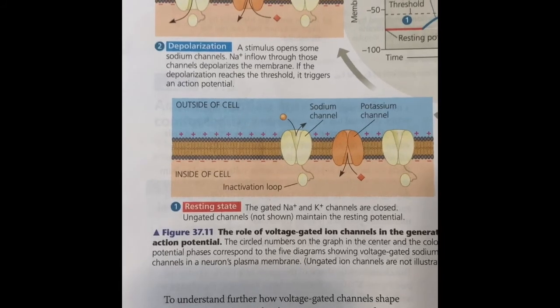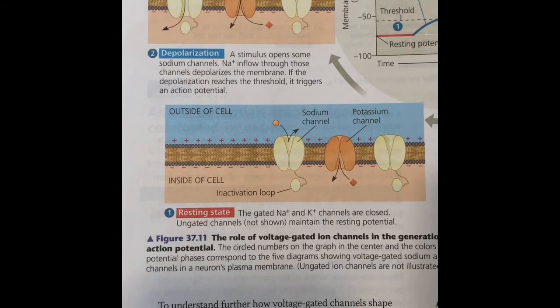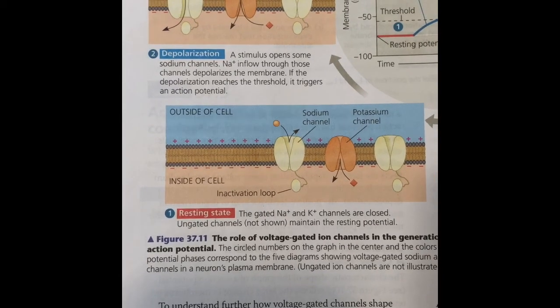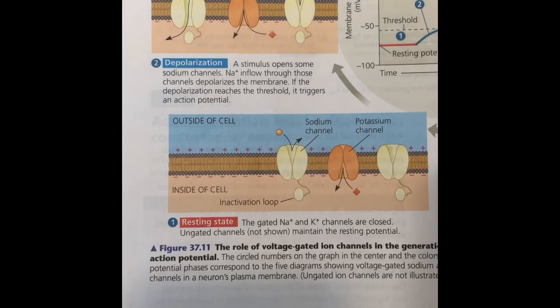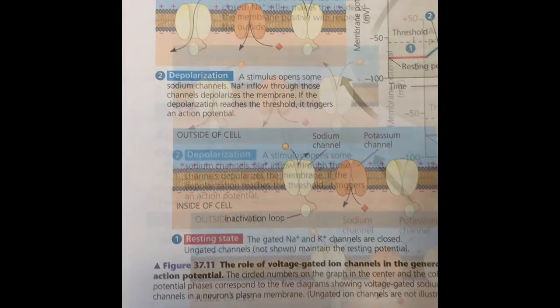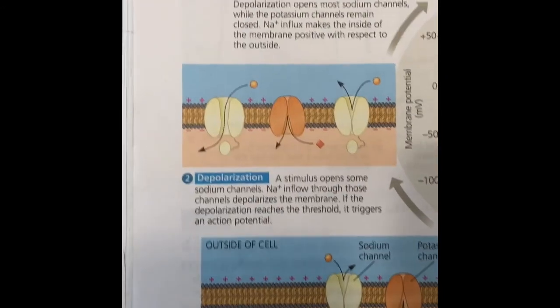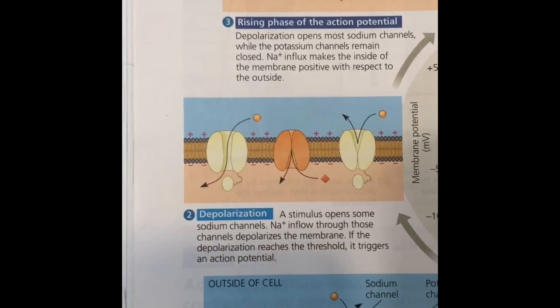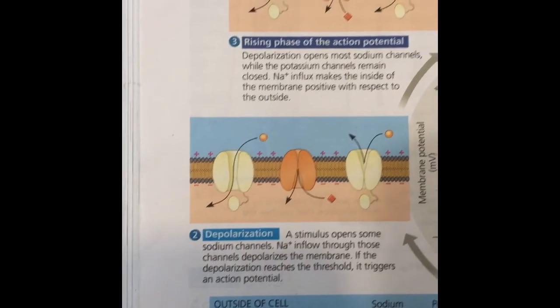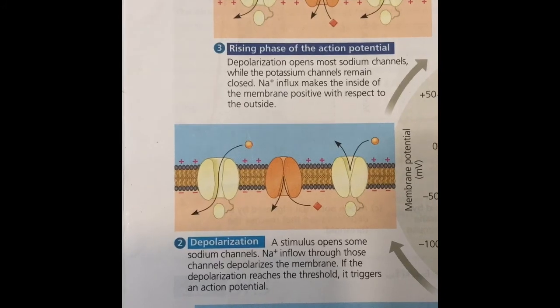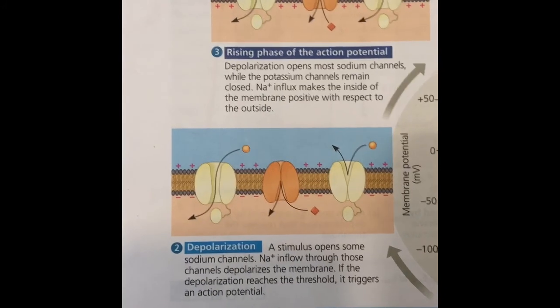The first phase of this process is the resting phase, in which the Na and K channels are closed and the ungated channels maintain resting potential. In the second phase, depolarization, a stimulus causes the sodium ion gated channels to open. The membrane is depolarized through the inflow of sodium ions. Once the depolarization reaches threshold, an action potential will be triggered.